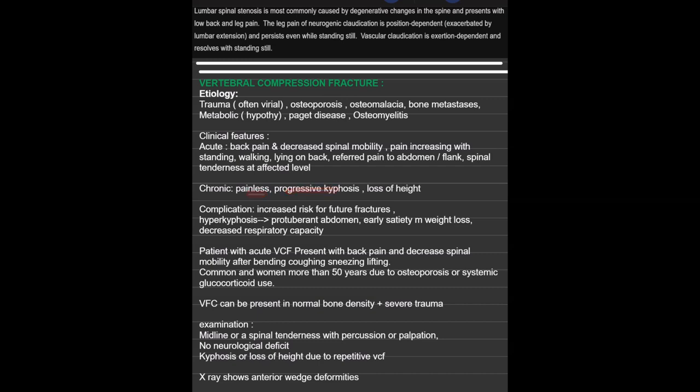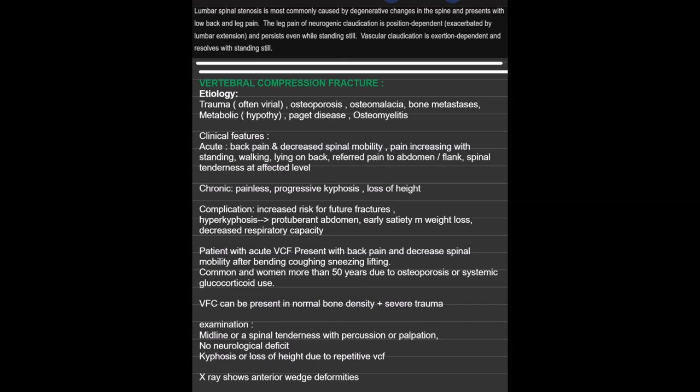If you talk about chronic, there is painless, progressive kyphosis or loss of height. Loss of height is one of the factors. Complications: increased risk of future fractures, which is very, very high. Hyperkyphosis, protuberant abdomen, early satiety and weight loss, and decreased respiratory capacity.